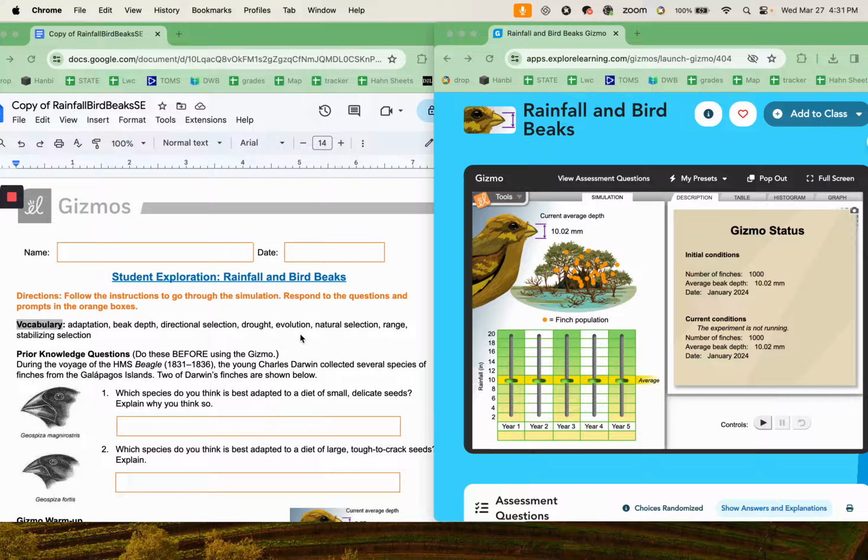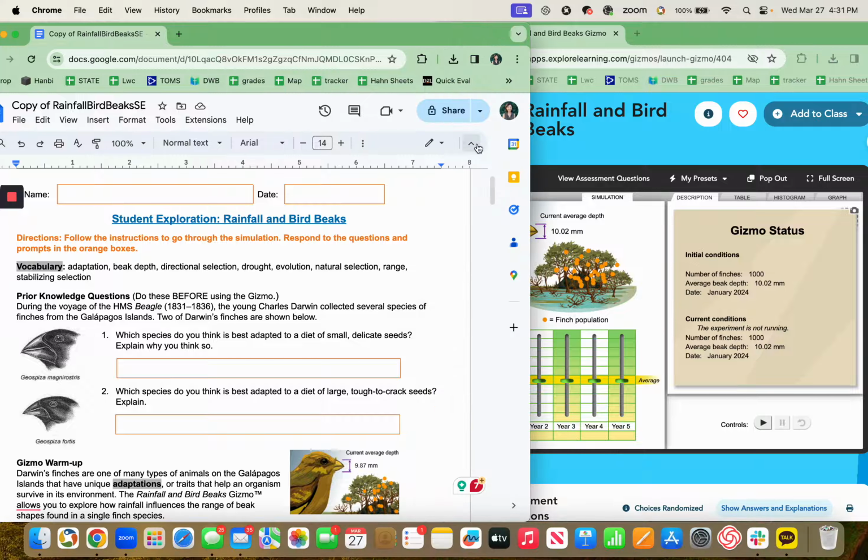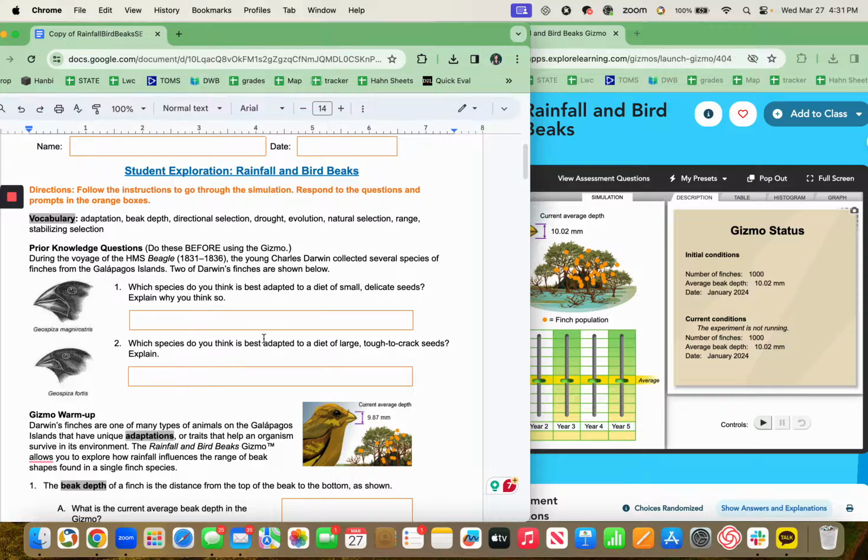Hi, I'm making an instructional video to show you how to do this Gizmo, Rainfall and Bird Beaks. So let's go ahead and take a look together.